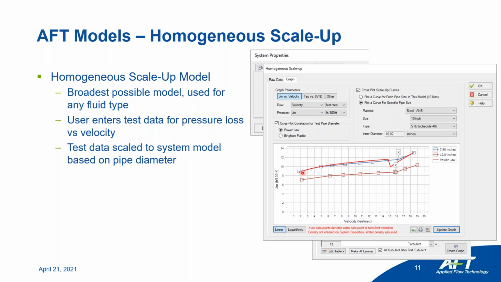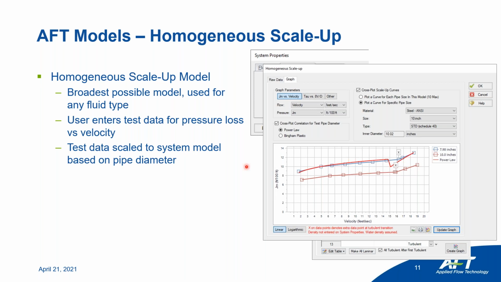And just for comparison's sake, we can see this red line is our power law model, which matches pretty well against our test data, except for right here, which is our laminar to turbulent transition zone. So this homogeneous scale-up model isn't necessarily any better or any worse than some of these more mathematical equations we've described previously. However, if you don't know what kind of non-Newtonian fluid you have, all you know is some test data about it, this homogeneous scale-up method is a pretty great tool to capture any of that unknown behavior.